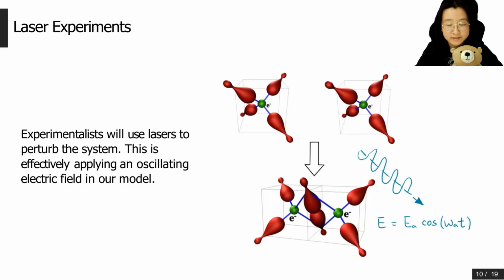Recall that our mechanism involves these electrons introducing electric fields that induce dipole moments on nearby arsenic ions. However, we can also ask experimentalists to shine a laser on the material, which effectively applies an external electric field and perturbs the existing dipole moments.